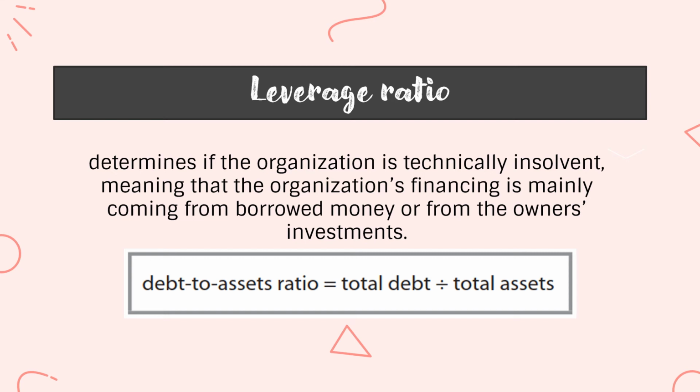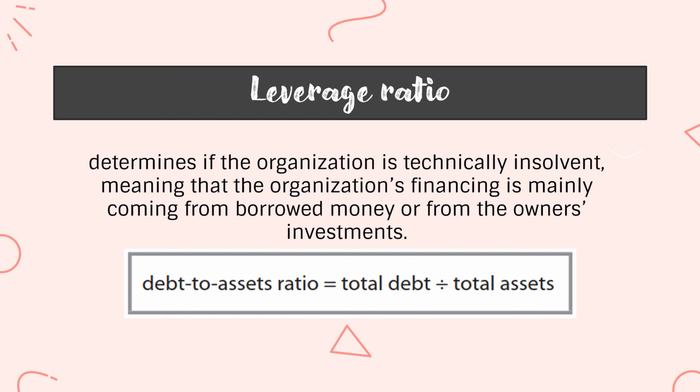Next is leverage ratio. It determines if the organization is technically insolvent, meaning that the organization's financing is mainly coming from borrowed money or from the owner's investments. So, ang pagiging insolvent ay parang bankrupt, or para makapag-operate ka, kailangan mo umutang ng pera, or yung mga utang mo, hindi mo na kayang mabayaran. So, that's the meaning of insolvent.